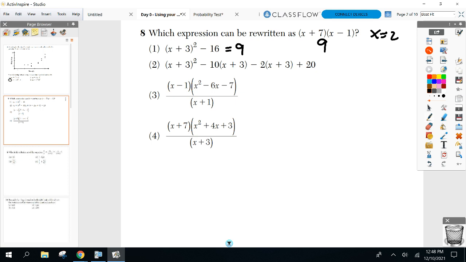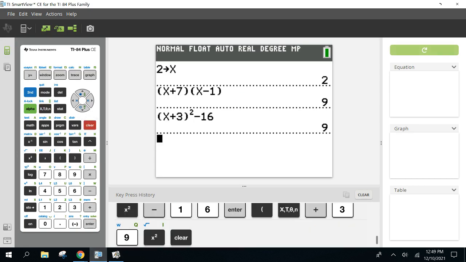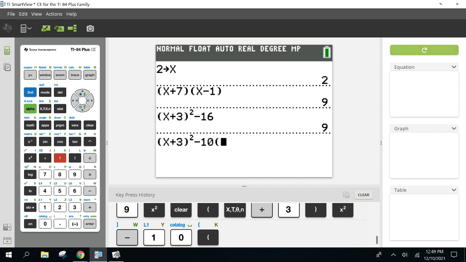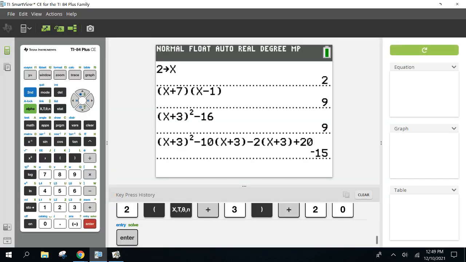But can we just check number 2 just so I can prove a point? Go ahead, check number 2. See what it comes out to be equal to. X plus 3 squared minus 10 times X, minus, wow, this one is a big one, huh? Plus 20. Negative 15. Not that one. Got to be equal to 9.